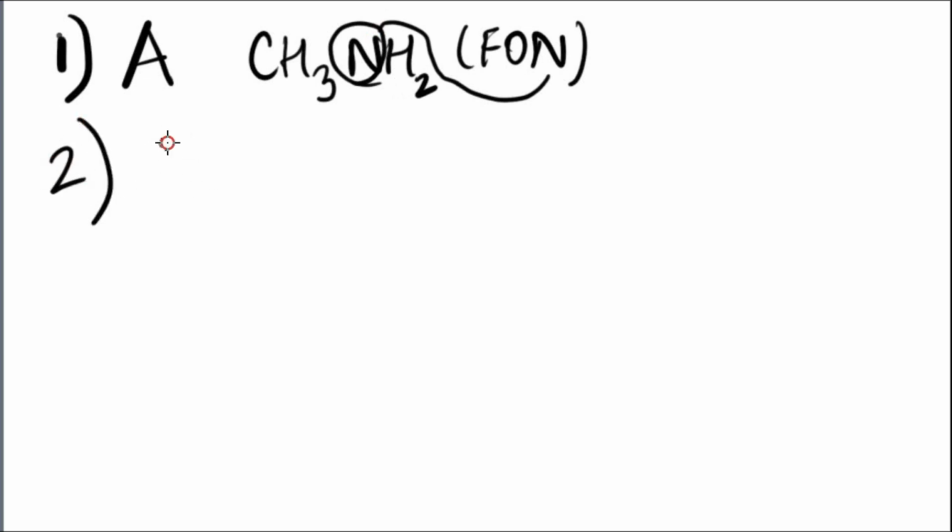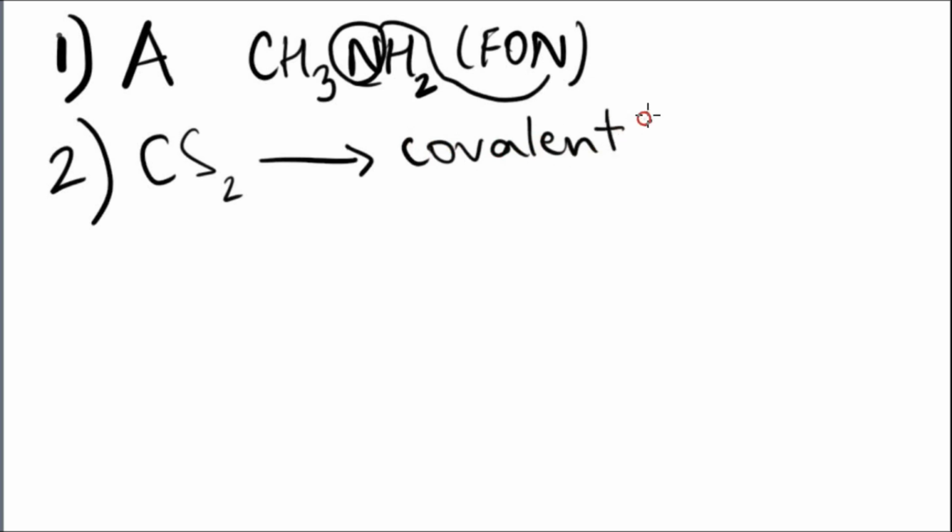Number 2, we have carbon sulfide. Now this is a covalent bond. Why? Because carbon is in the 4th group in the periodic table, so it's more likely to form covalent than ionic bond. Number 3 is ammonium chloride.